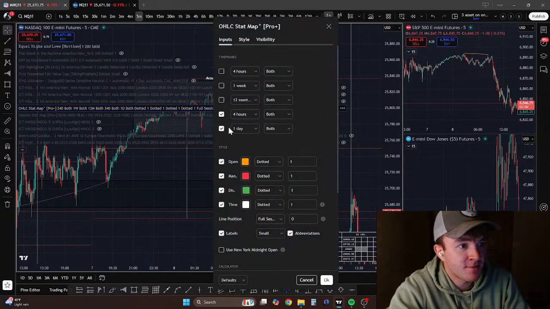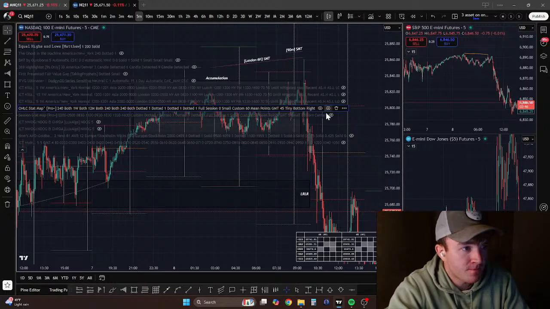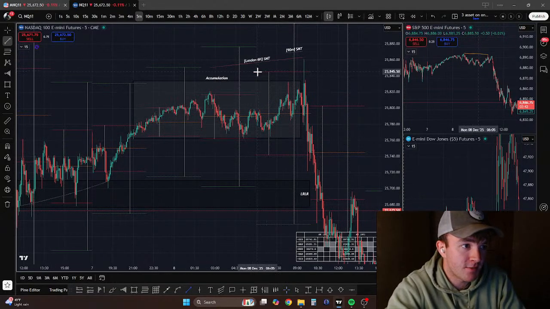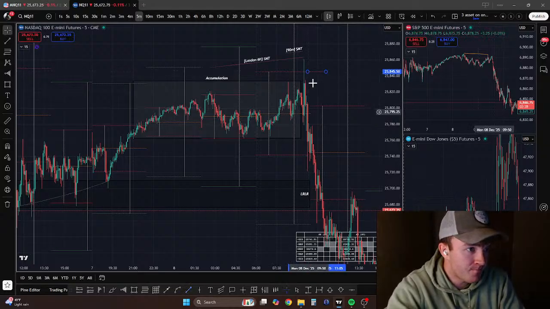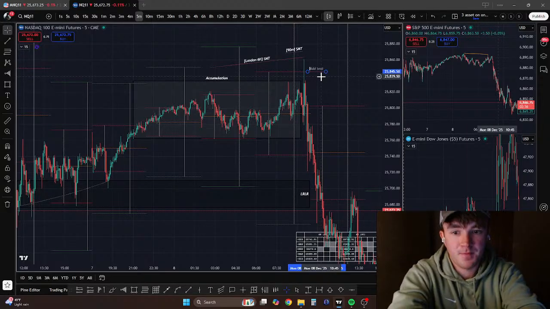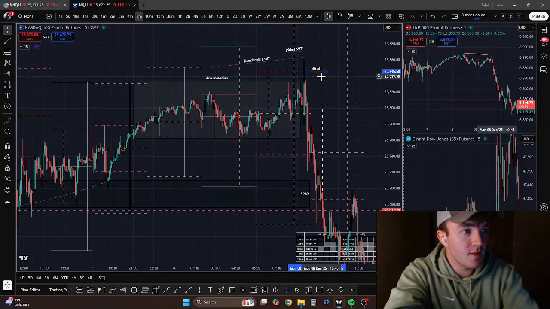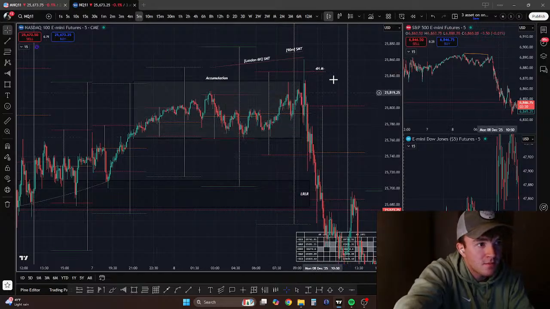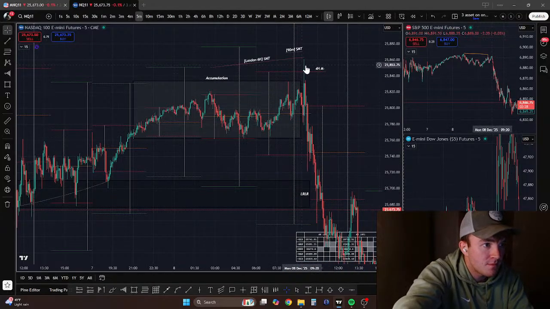Why isn't it loading? Yeah, we hit both. So here's the 4-hour statistical manipulation. Makes sense why it happened the way that it did.